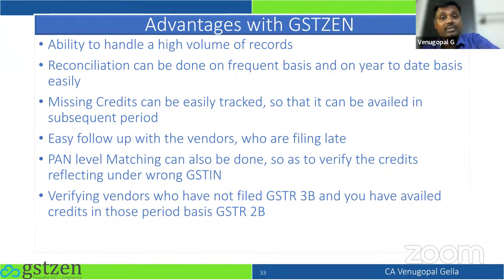And not for the month, for the YTD. For example, standing today, Jan 23, you might want to do a reconciliation of what happened to my July credits, if something has changed or not. So that is more important. So again, reconciliation on a frequent basis, you can use GST Zen.